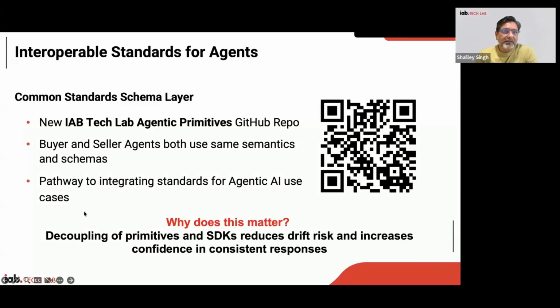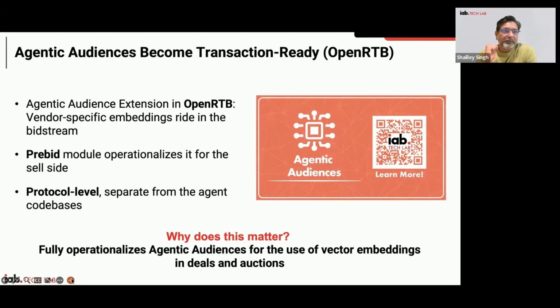So that's the interoperable schema layer for both the standards. There's a lot more work to be done on this that we'll talk about later. And so that was all mostly related to the agentic buying and selling protocols.